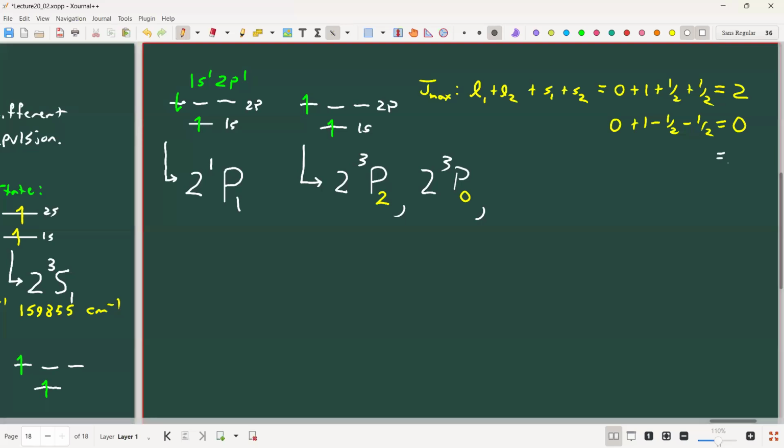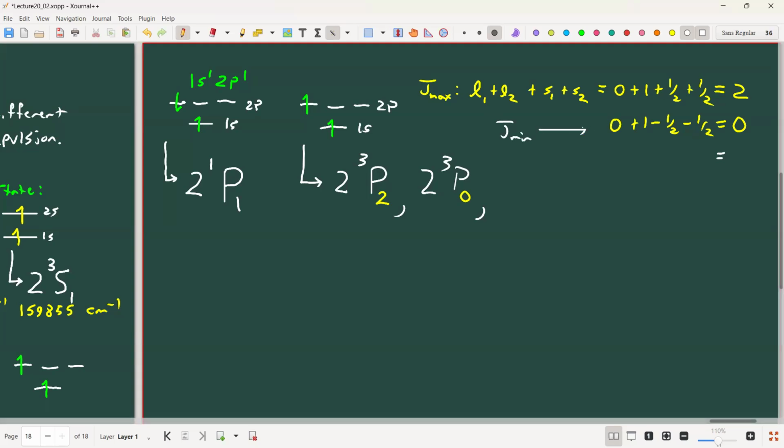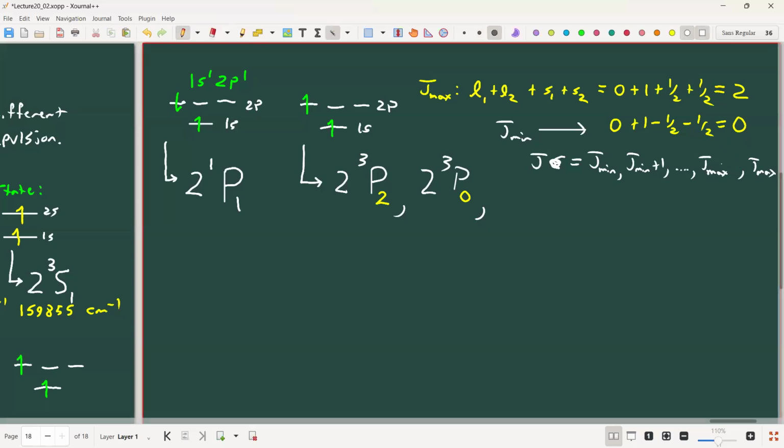And then, so that's the minimum state and the maximum state. And there's also going to be every value between them. This is J min. Right? And J will vary. J can be in between, can be any value between J min plus 1 to J max minus 1 to J max. Right, so it takes in every value, every integer value between J max and J min.